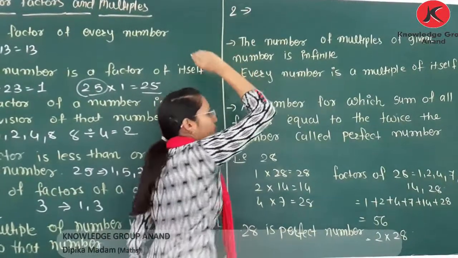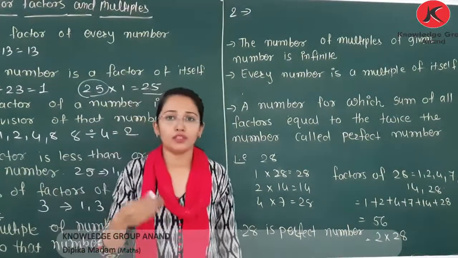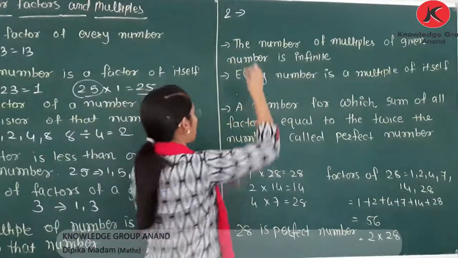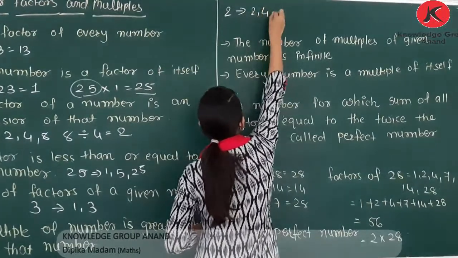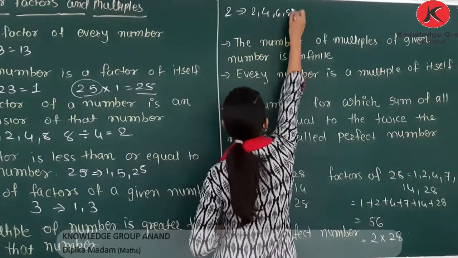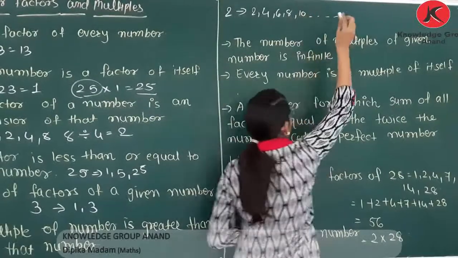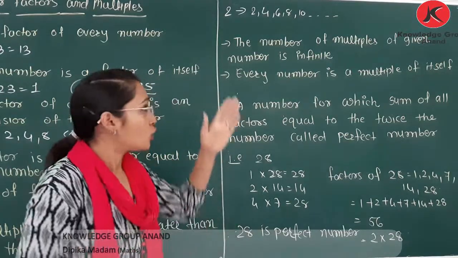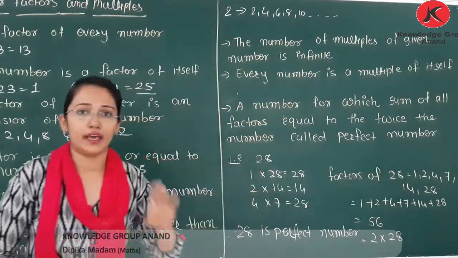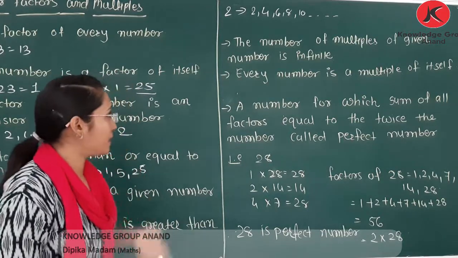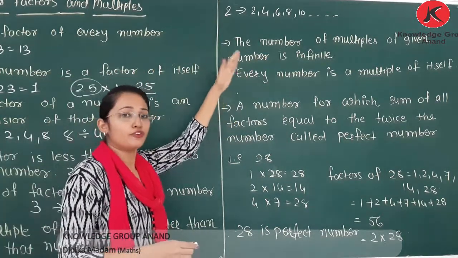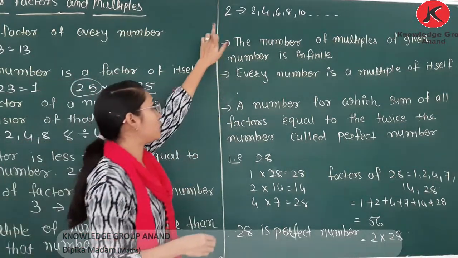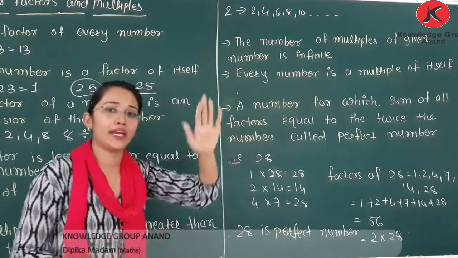Multiple of 2 means you need to multiply 2 with different numbers, and you will get the multiples of 2. So 2 ones are 2, 2 twos are 4, 2 threes are 6, 2 fours are 8, 2 fives are 10. Likewise, if you multiply with a larger number, you will get more multiples. Whatever number we multiply 2 with becomes its multiple. If I multiply 2 with 50, then 2 50s are 100, so 100 is also a multiple of 2. If you multiply 2 with 11, so 2 multiply 11 is 22.